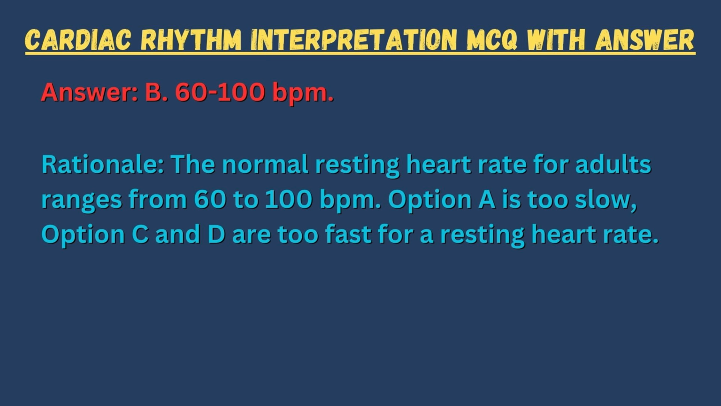Answer. B. 60 to 100 BPM. Rationale. The normal resting heart rate for adults ranges from 60 to 100 BPM. Option A is too slow. Option C and D are too fast for a resting heart rate.